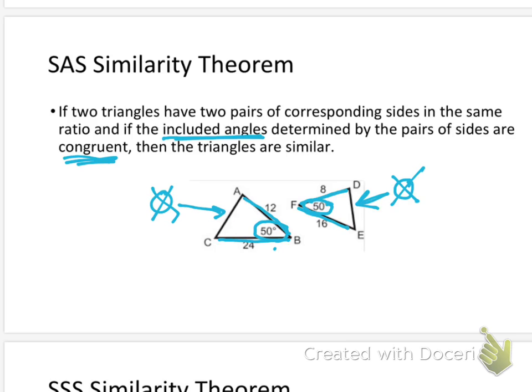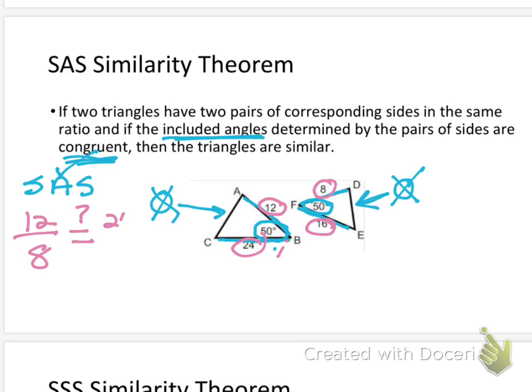So I'm going to say side, angle, side. In order to prove it, I have to have congruent angles. I have those. They're both 50. Okay, so then look at these two numbers, 12 and 24, and 8 and 16. Take the two smaller numbers from each triangle. So I'm going to say, reading from the left to the right, 12 is to 8, just like 24 is to 16. So is that true?